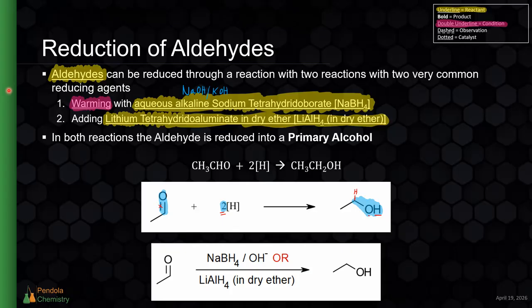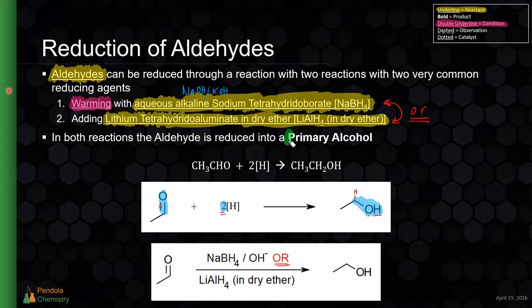Now, I do want to make very clear something. This is an either or, not a both. So we can do the reaction with the NaBH4 in an alkaline aqueous solution with warming, or we can do it with LiAlH4 in dry ether. It's not both of them. There's not sequential reactions. We simply have two options. It's an or.